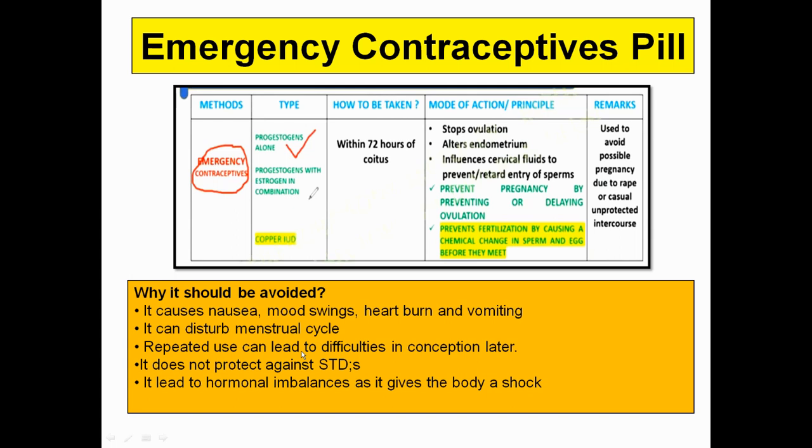Repeated use can lead to difficulties in conception later on, because repeated use is going to alter the hormonal balance of the body. So bringing back fertility is very difficult when the person uses these emergency contraceptive pills again and again. It does not protect against STDs. This is very, very important. It causes hormonal imbalances, and they are more like a shock to the body.